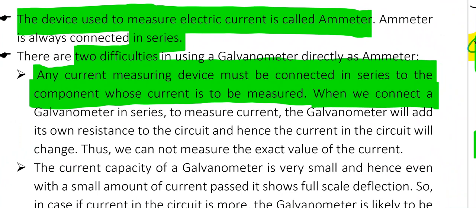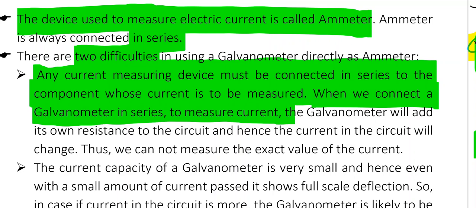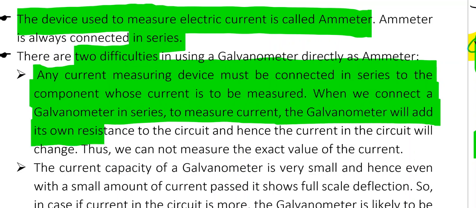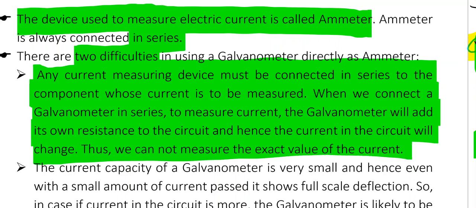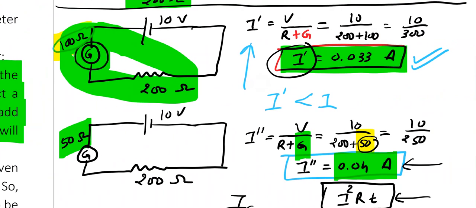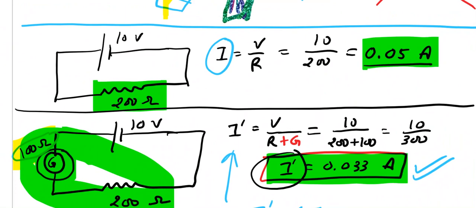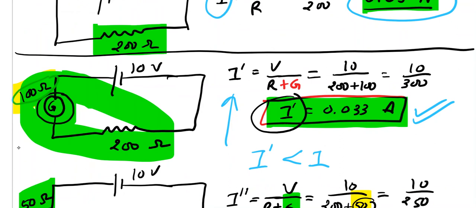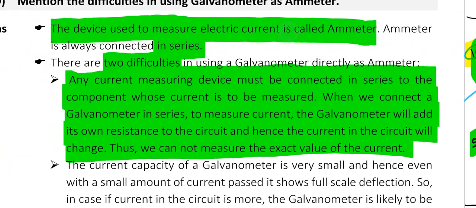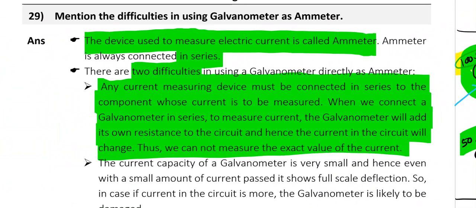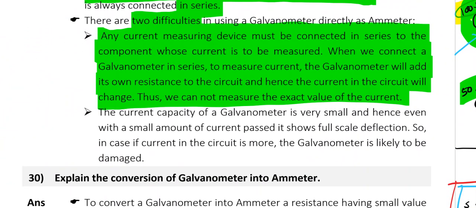When we connect a galvanometer in series to measure the current, the galvanometer will add its own resistance to the circuit and hence current in the circuit is changed. So the current should have been 0.05 ampere, but the moment I connect galvanometer, current got modified. It becomes 0.033. So this is one issue, that when you connect galvanometer as current measuring device, it changes the current which is to be measured. It is supposed to measure current, it is not supposed to change the current, but it happens.